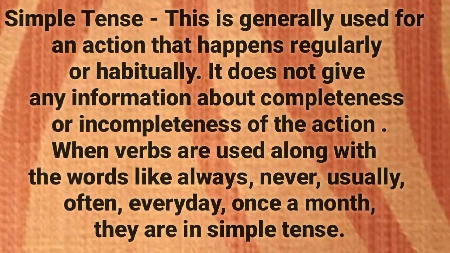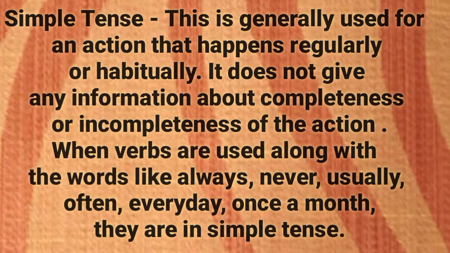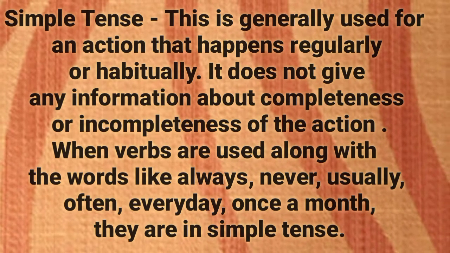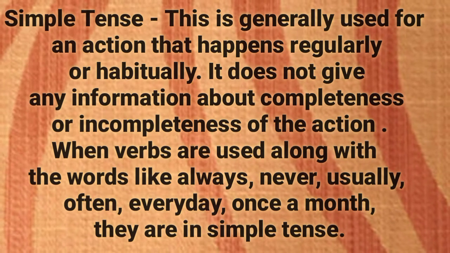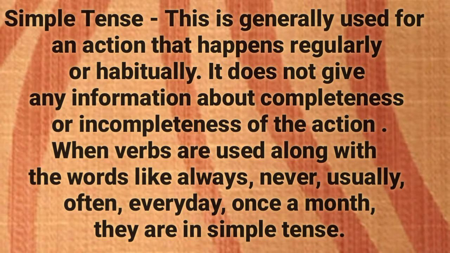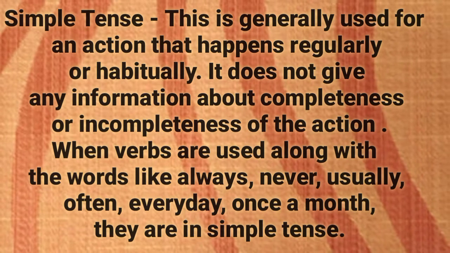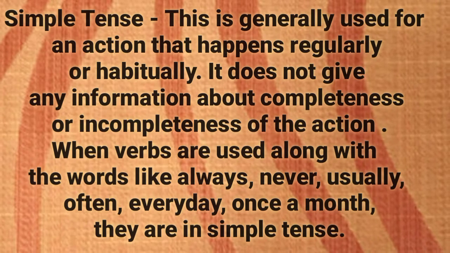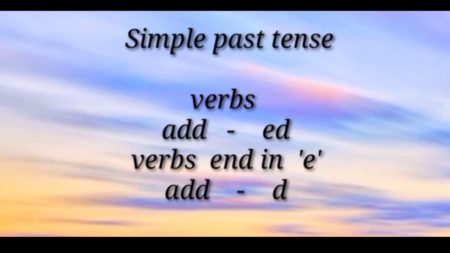This is generally used for an action that happens regularly or habitually. It does not give any information about completeness or incompleteness of the action. When verbs are used along with words like always, never, usually, often, every day, once a month, they are in simple tense. Now let us see how the verbs are used in these tenses.